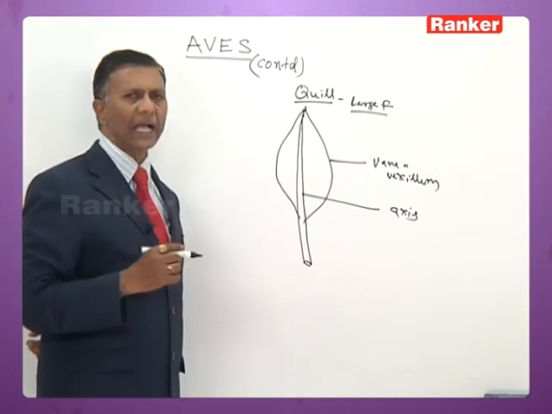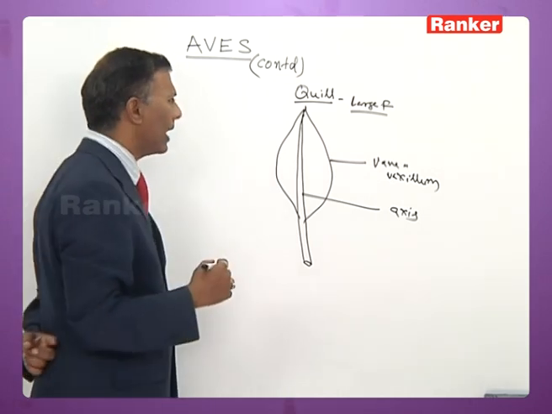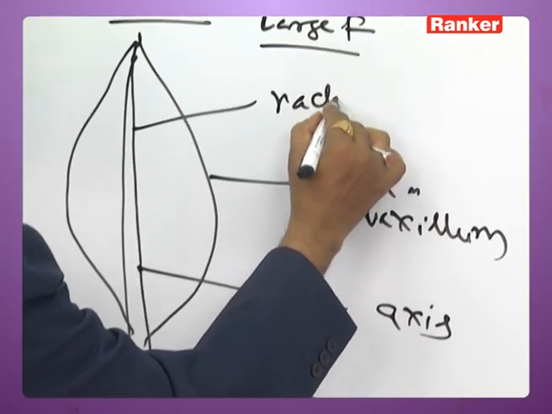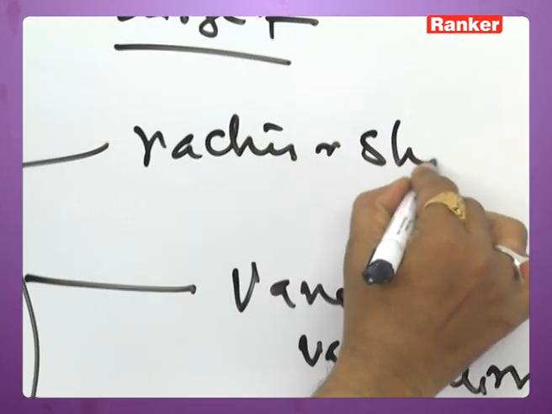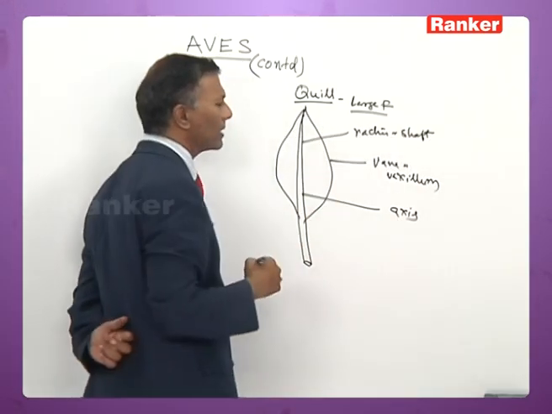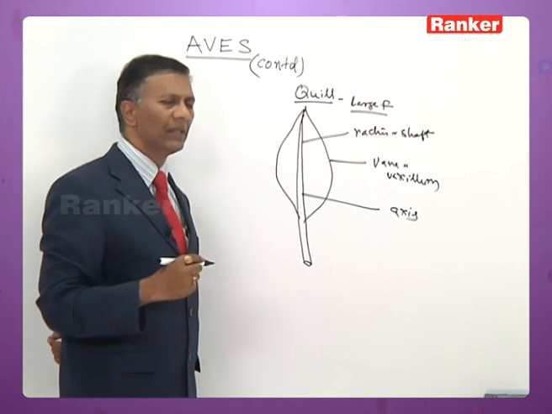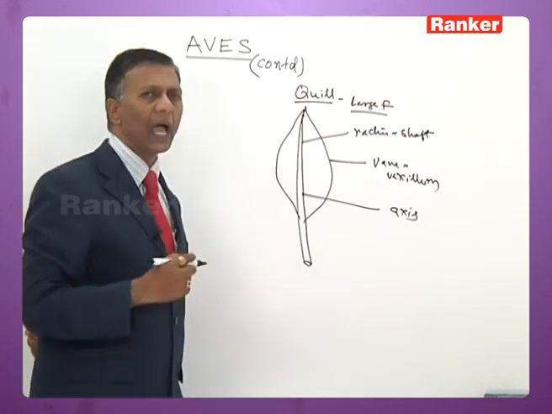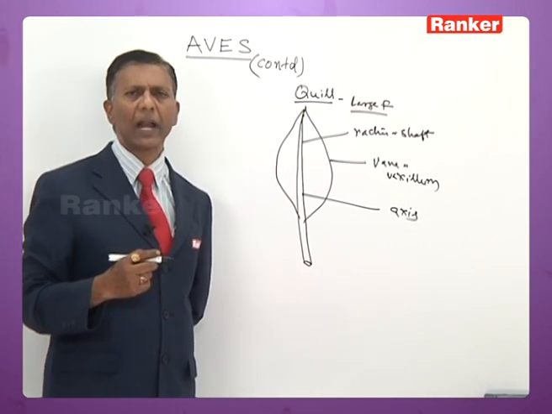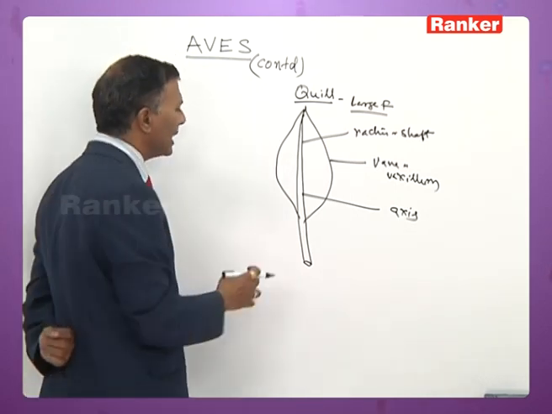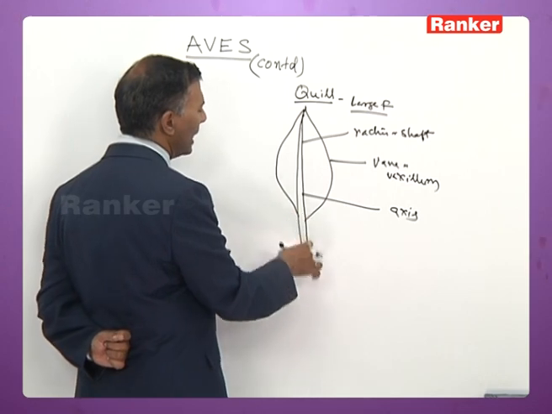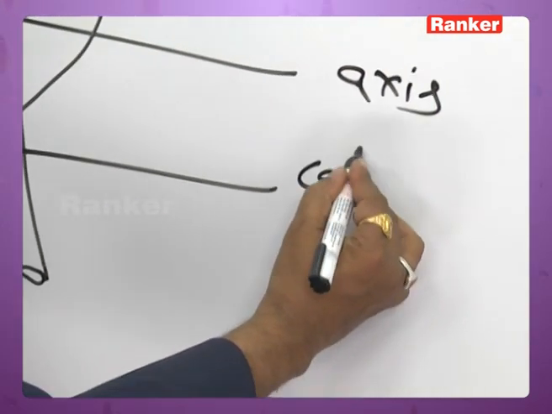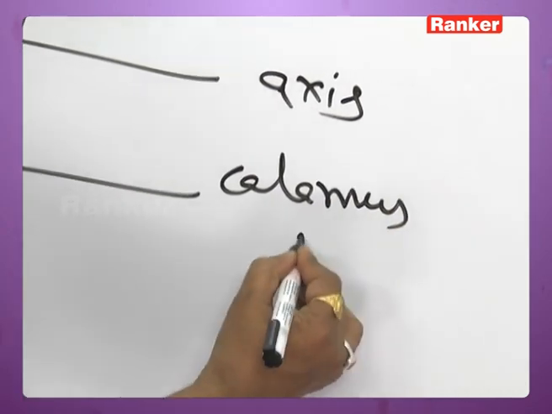Now the part of the axis which is embedded within the vein is called rachis or shaft, which is quadrangular and opaque. The naked part of the rachis, which is cylindrical, is called calamus or quill.